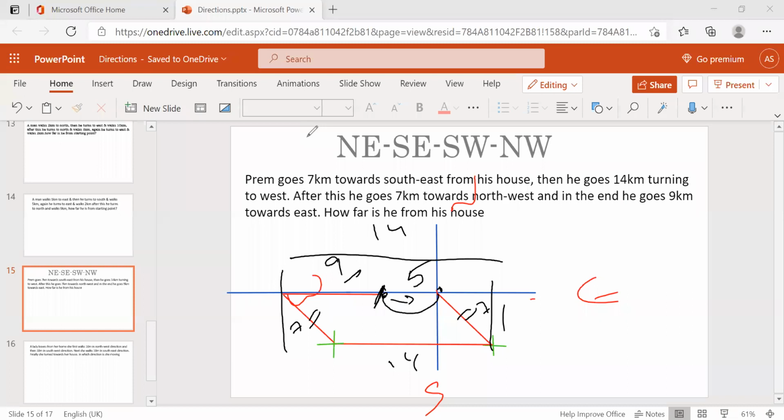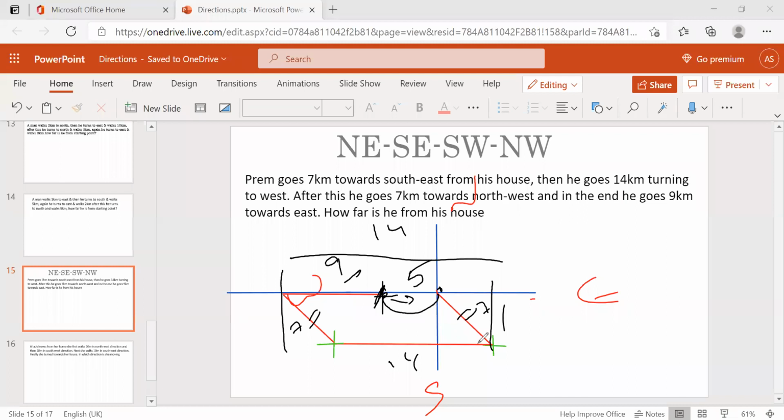And this one is also the same thing, but you need to draw one more small diagram here to solve this. If you draw here, it will be the east mark. Okay, it is east from the point, his house is east. From the house it is west.